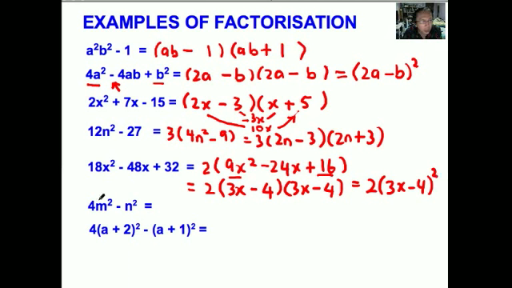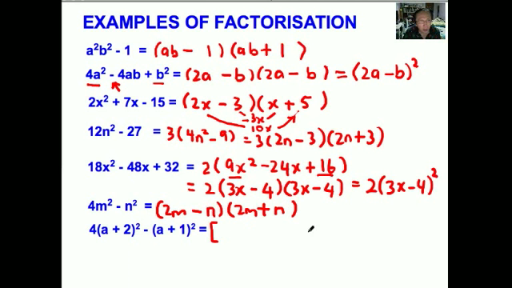The next example is a difference of two squares. For the first square, 4m squared, we have 2m times 2m. For the second term, we have n times n, one minus and one plus.